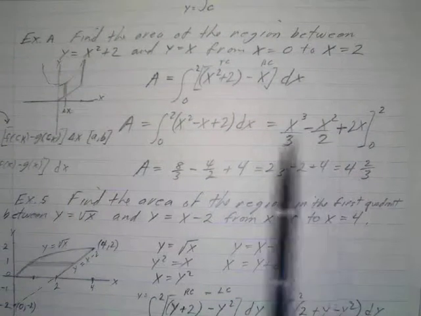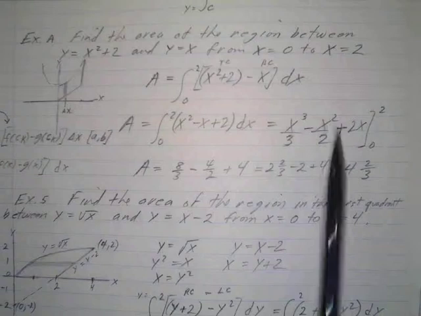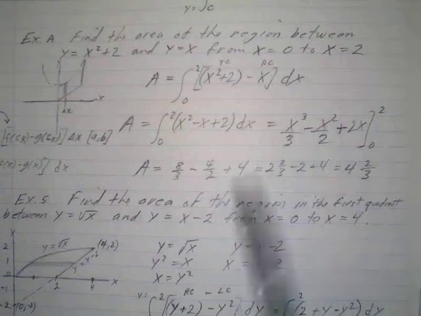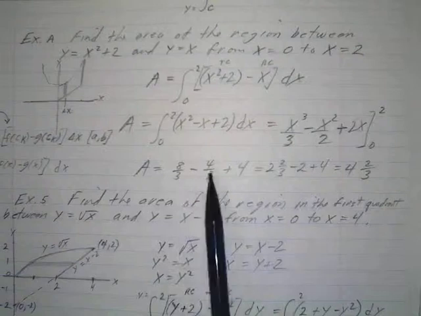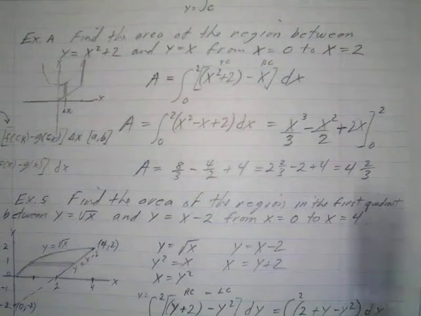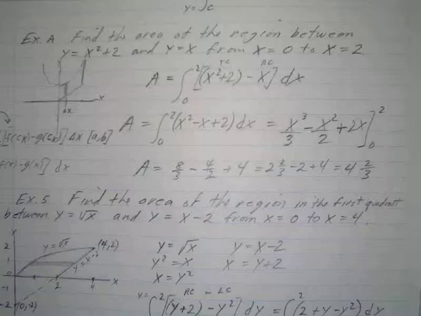So 2 cubed is 8, so it's 8/3. 2 squared is 4 over 2. And then plus 2 times 2 is 4. So this ends up being 2 2/3 minus 2 plus 4, which is 4 2/3. So that's the area of the region. Not too difficult. Okay.